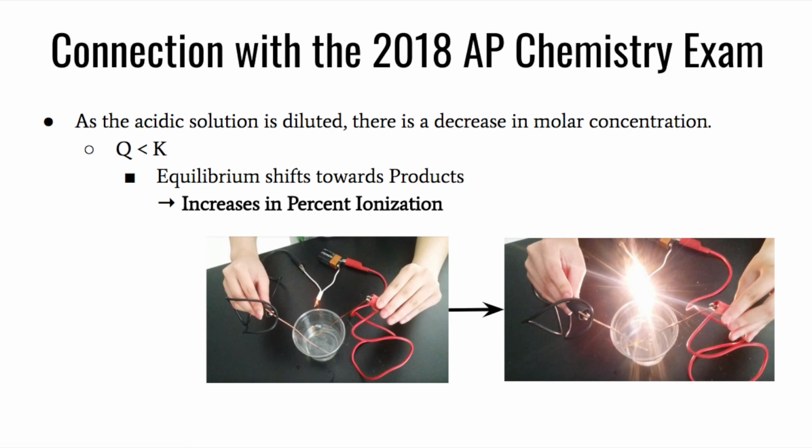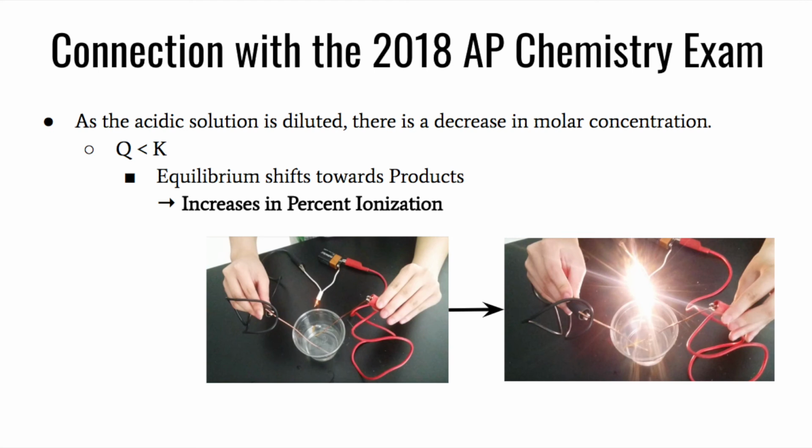In this lab, you found that as you added more water, also known as diluting a solution, into the acetic acid, which is a weak acid, the brighter the light bulb grew. The brighter the light bulb, the more ions were produced, meaning an increase in percent ionization. Therefore, the answer for this response should have been an increase in percent ionization.